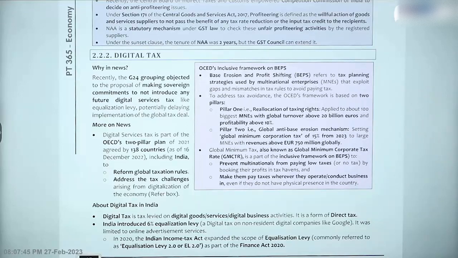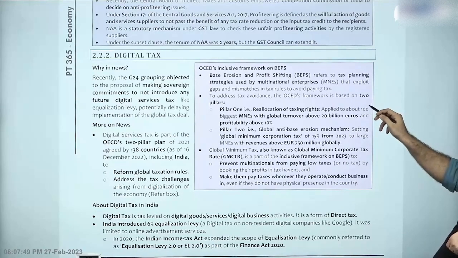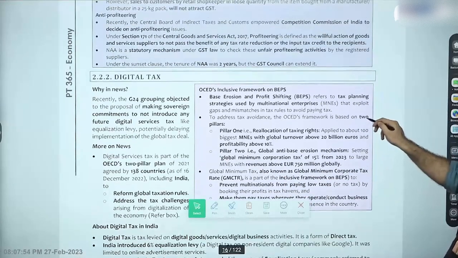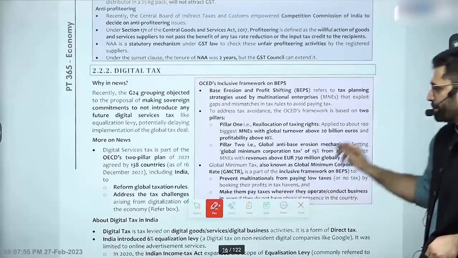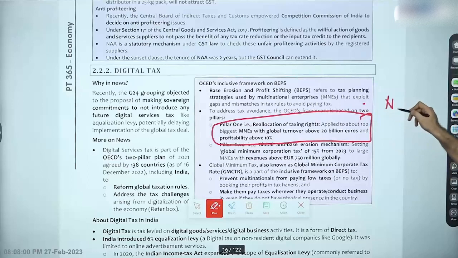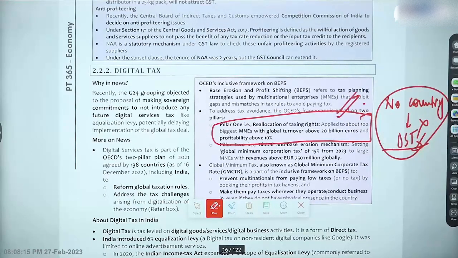Now what is the problem with this? When this comes under implementation, this is Pillar 1, and India is part of this, no country will be able to apply its own digital service tax. That means India, which was taking the equalization levy from advertisement companies and e-commerce companies, will not be able to do that. Now this will be applicable on all countries.